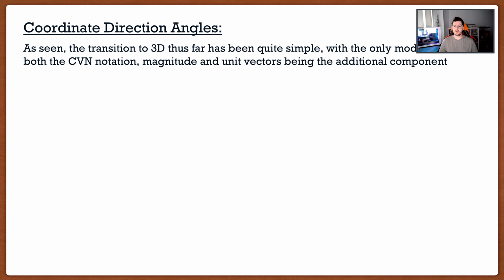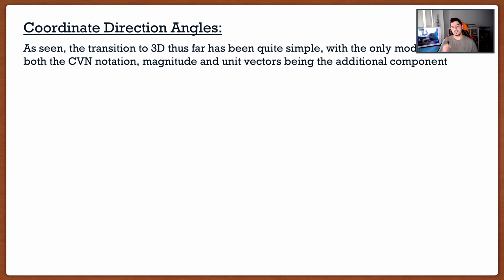So you guys are saying, well, you know what, Clayton? 3D, you're right, it isn't too bad. All we did was add that additional component. When we talked about our force in Cartesian vector notation, we just added a k component. When we talked about our magnitude, we just added that fz component squared. When we talked about our unit vector, we just added that k component. Nice and simple, right? Well, yes and no.